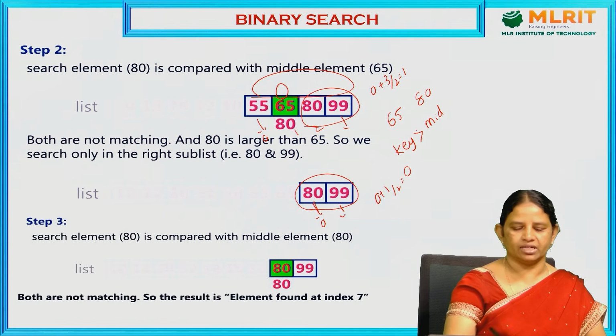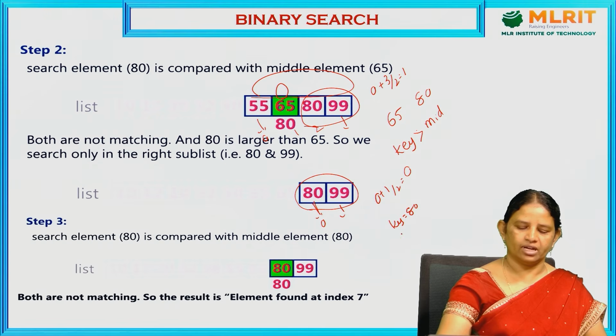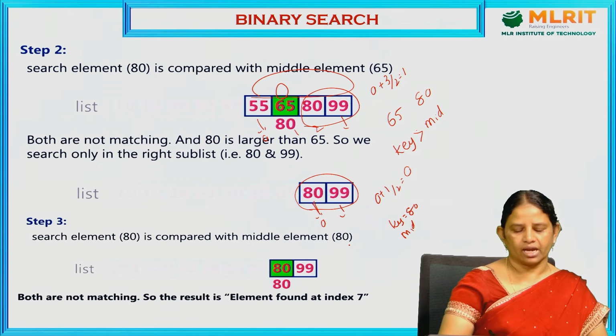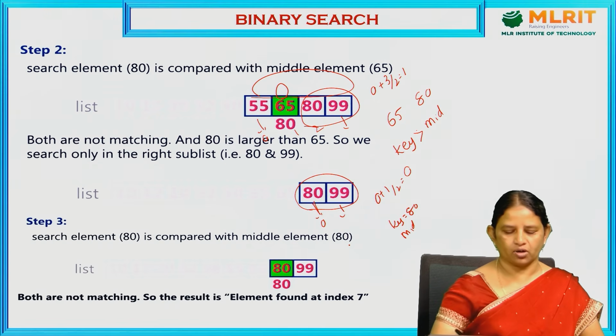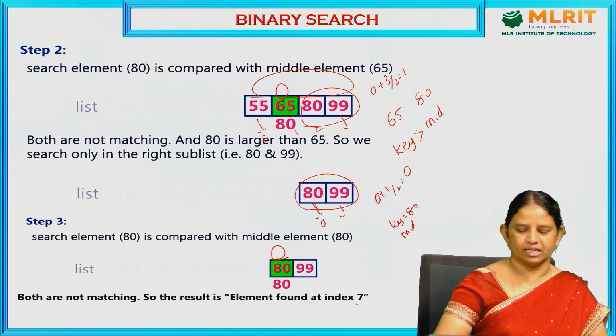That is 70. Key element is 80. Mid element is also 80. So the element is found. Element is found at the index 7.